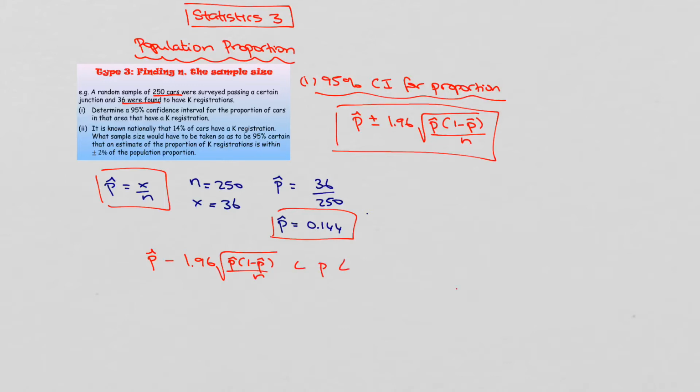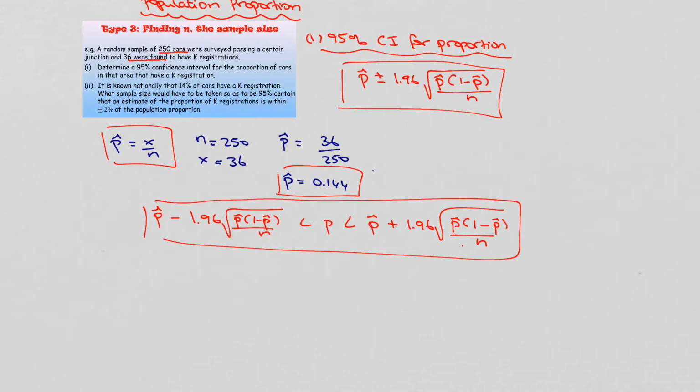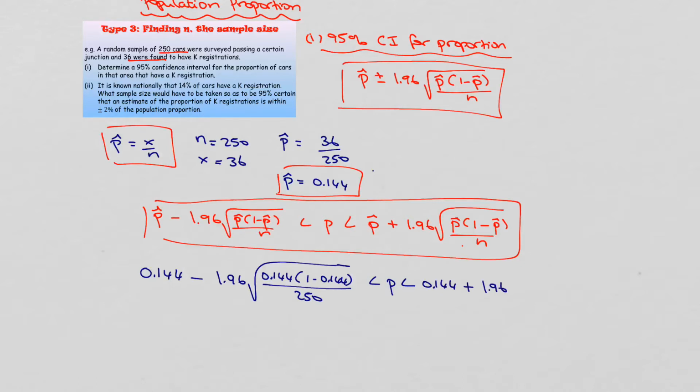Then if I sub my values in, I can work out my 95% confidence interval. So we're going to have 0.144 minus 1.96 times the square root of 0.144 times 1 minus 0.144 all over the sample size, which is 250, and that's less than the true population proportion. And that's less than 0.144 plus, this time, 1.96 times the square root of 0.144 times 1 minus 0.144 all over our sample size, which is 250.